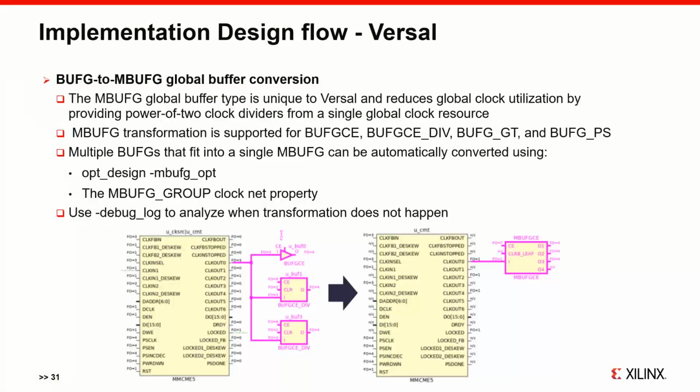In Versal, MBUFG buffers can provide a significantly improved QoR as compared to the parallel BUFG. The MBUFG global buffer type is unique to Versal and reduces the global clock utilization by providing divide by 1, 2, 4, and 8 factors while using just a single global clock resource. Vivado supports automatic transformation of parallel BUFG to MBUFG by using an opt_design option or by assigning MBUFG group properties on related BUFG.